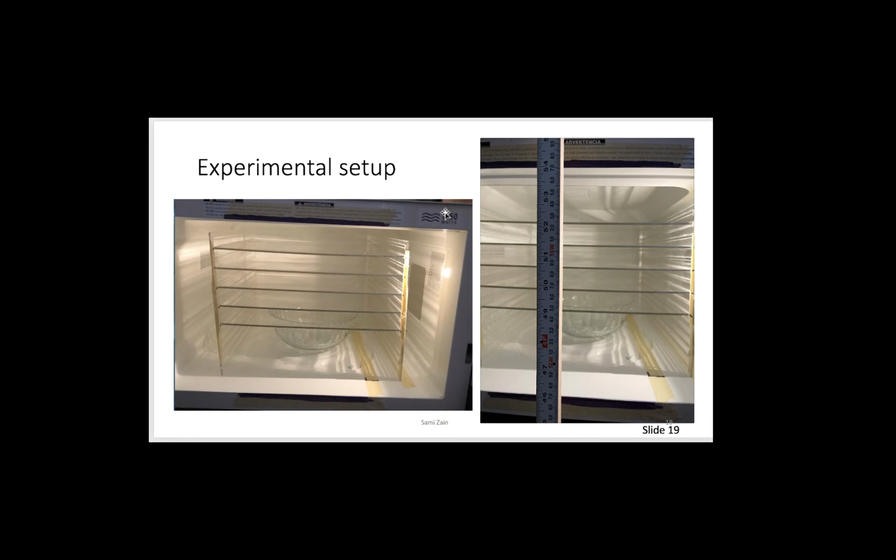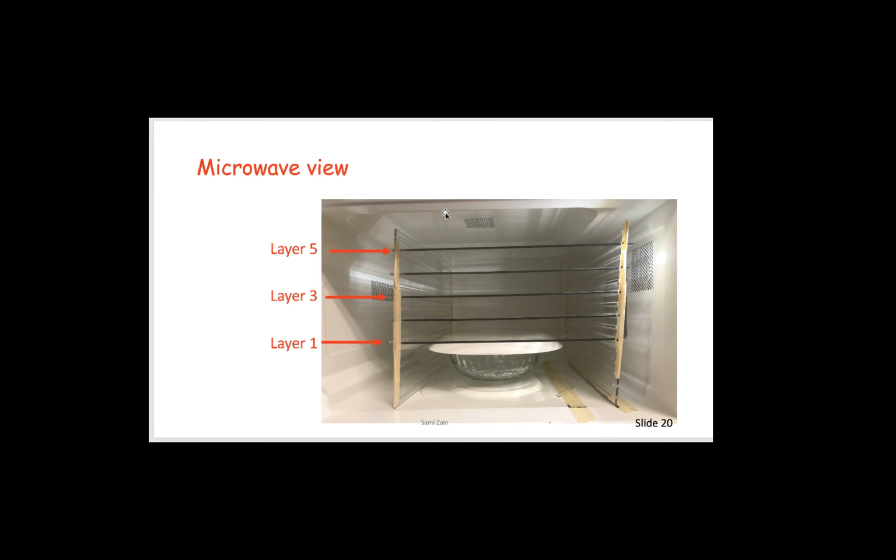Experimental setup. This is what the final setup of the grid looked like inside the microwave. Please turn to slide 20. Microwave view. This is the view from inside the microwave. The image also depicts what I will be calling layers 5, 4, 3, 2, and 1 for the rest of my talk. Also note the glass bowl placement inside the microwave. We had to remove the turntable in order for the bowl and the grid to be placed inside the cavity.